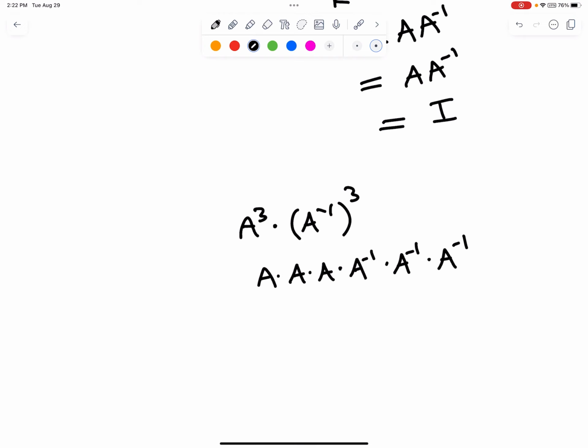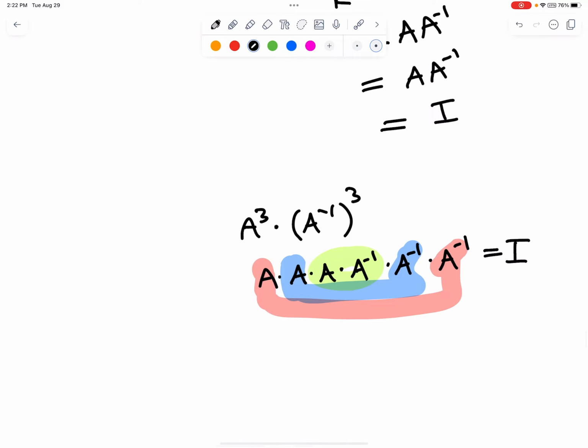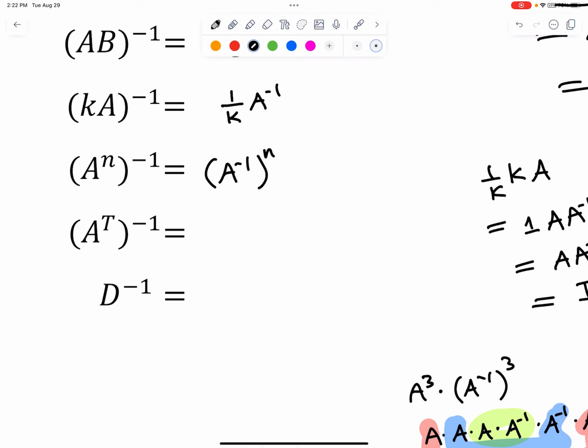Now you can just start using the associative property. Multiply these two interior ones first and get the identity, so they go away. Then next I would multiply these two, that becomes the identity, they go away, and finally you can multiply these two, and they will also cancel each other and become the identity. So in the end, this all just becomes the identity matrix. So the inverse of a power is the power of the inverse.